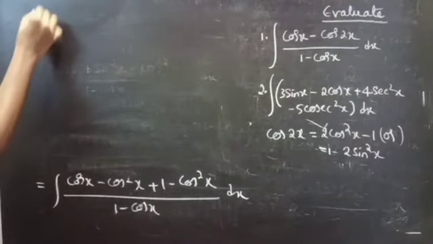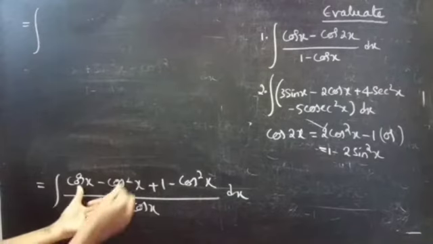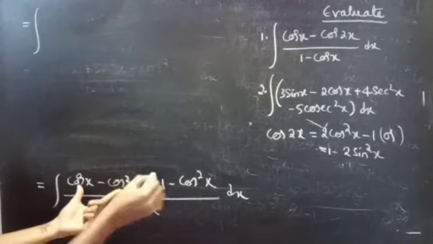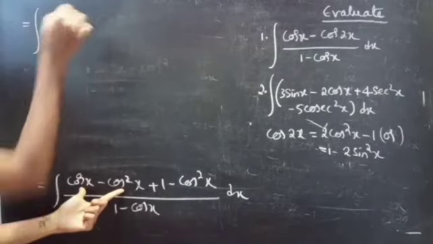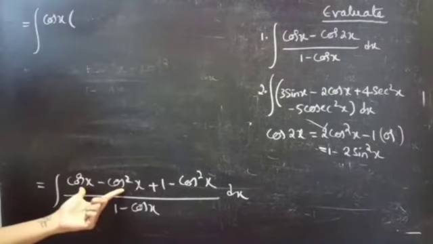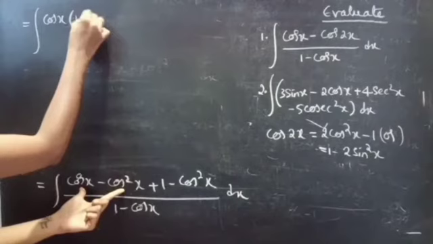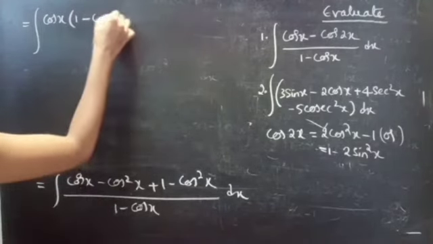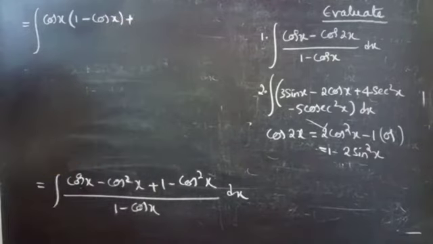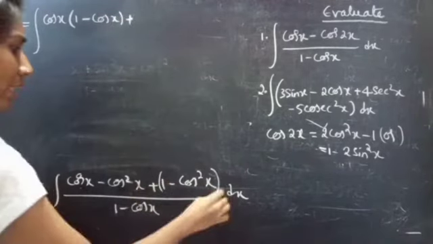So this is equal to the integral. Now I'm going to take cos x common from the first two terms. Taking cos x common, we get cos x of (1 minus cos x) plus 1 minus cos square x.